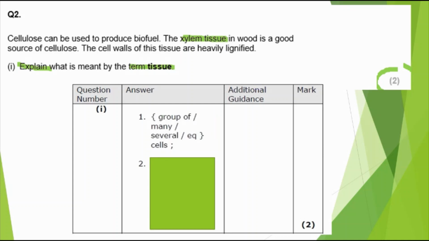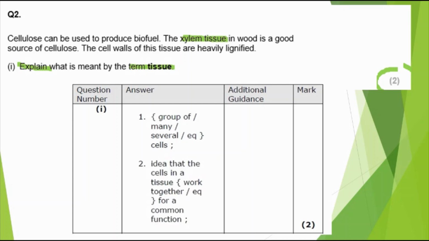Well, firstly, a tissue's definition includes that it's a group of many or several cells. And the second part of our simple definition to remember is that they work together for a common function.